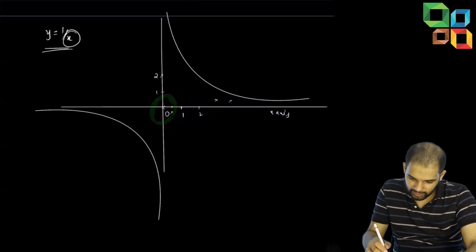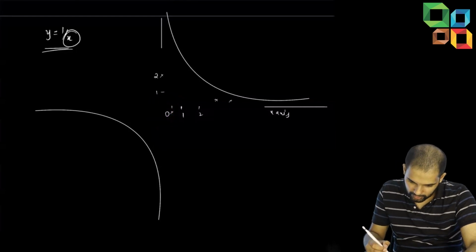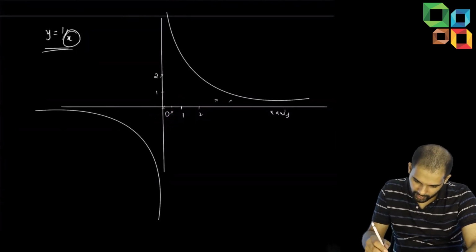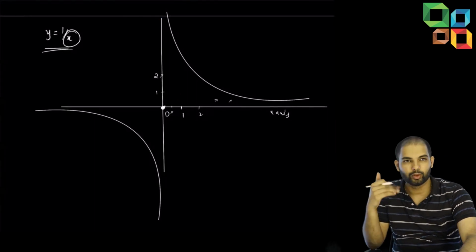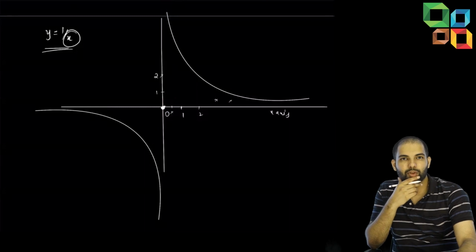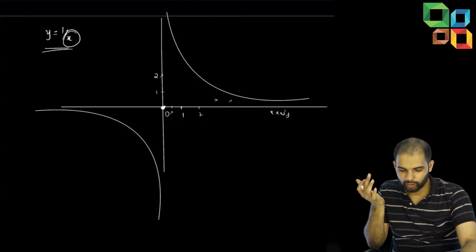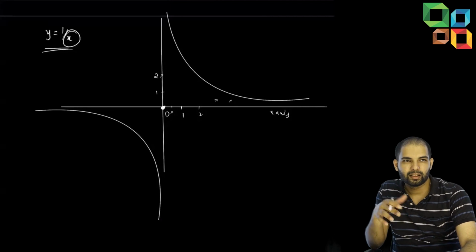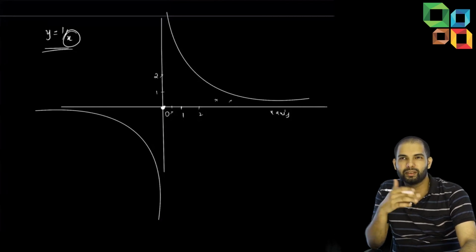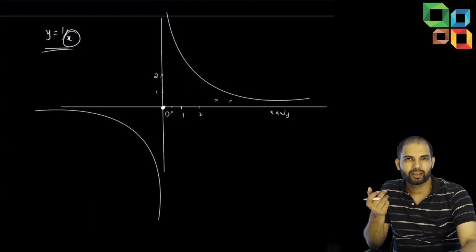This point, it's not 0, sorry. Let me remove this point. It's not actually 0. At 0, there's no particular value, right? So this is a curve. I think by now you are used to these standard curves we have taken. This is again actually a rectangular hyperbola. Anyways, the name is not important. We should know how to take values and just draw the curve.